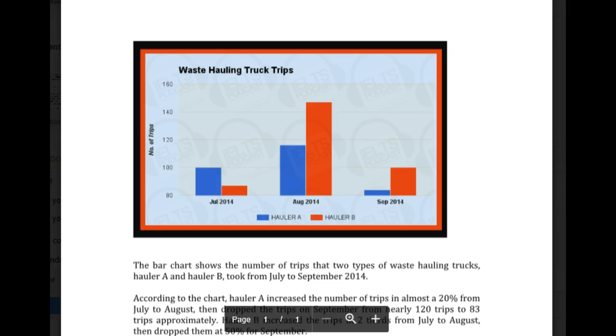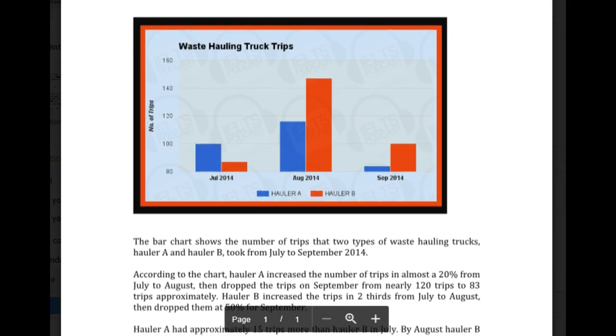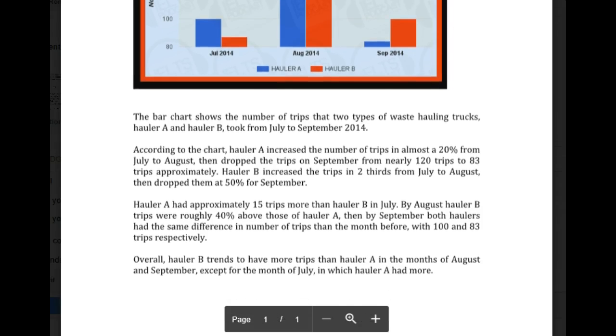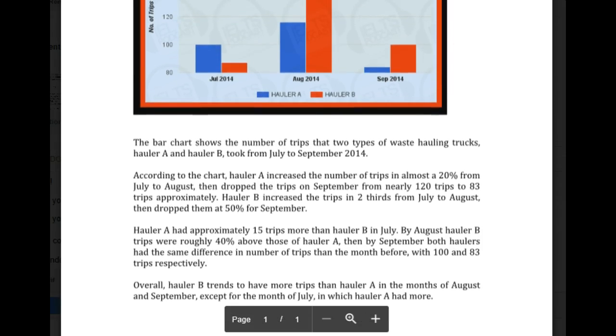Okay, and here it is. It's the waste hauling trips. Oh, so nice for you to include it here on your file. Makes it very convenient. Okay, so let's see. The bar chart shows the number of trips that two types of waste hauling trucks, hauler A and hauler B, took from July to September 2014. Great.